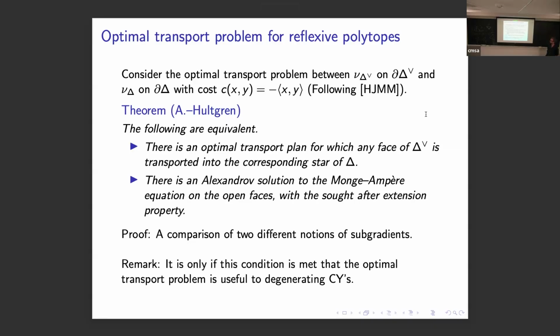And how you should think about this is that it's only if this condition is met that the optimal transport problem is really useful for this degenerating Calabi-Yau problem. So the optimal transport problem has a solution, but it's only useful in these particular cases. And in general, you would probably have to consider something like this recent, more general optimal transport problem, which then differs from this one. But at least if this condition is met, this one is good enough. And the good thing is that it's very explicit.